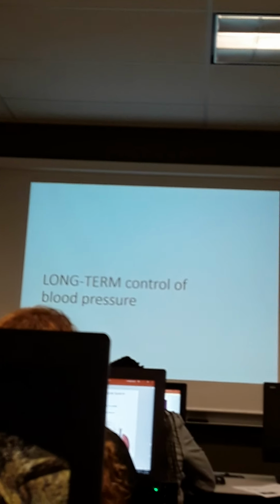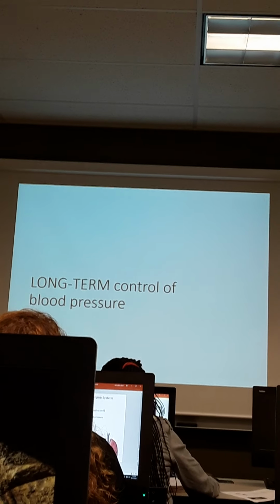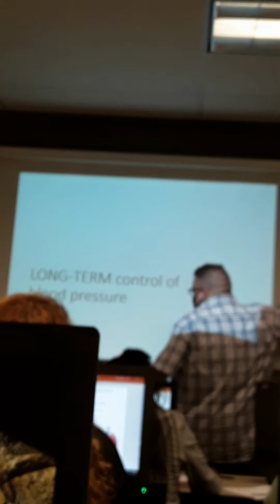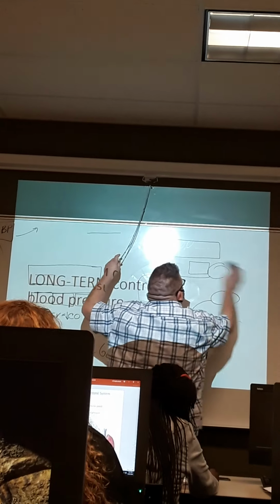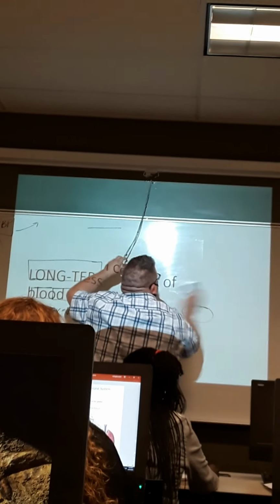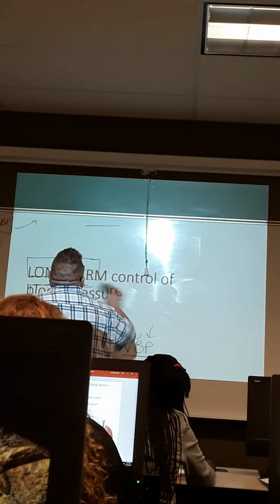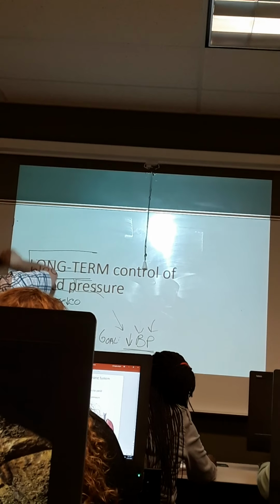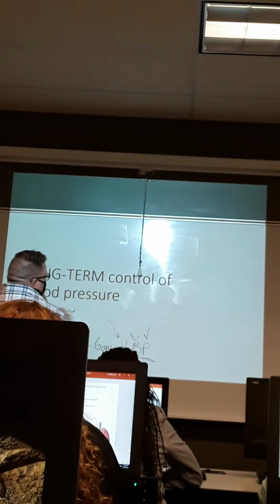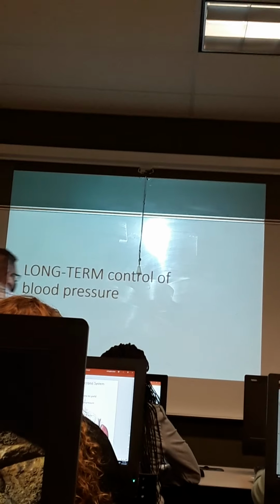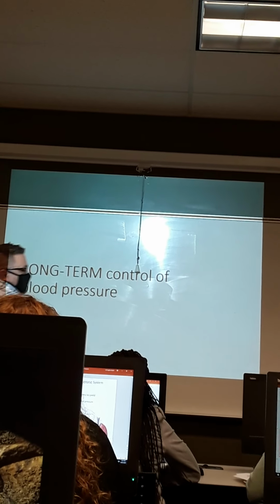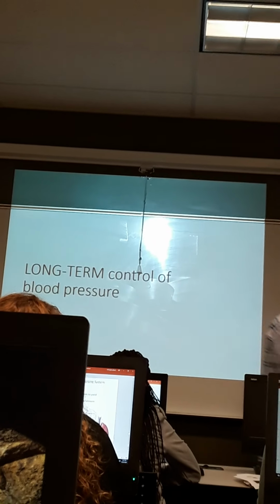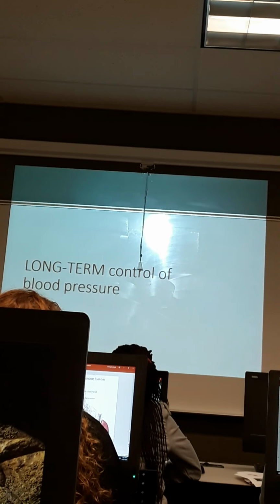Now you have long-term control of blood pressure, okay? You have long-term control of blood pressure, which is a little bit different in that it doesn't involve the nervous system at all. Doesn't involve the nervous system at all, which after we talk about it, it'll make sense. Why it doesn't? Because it's long-term control, so it's a little bit slower. So you can think about the nervous system as being maybe a little bit too fast.